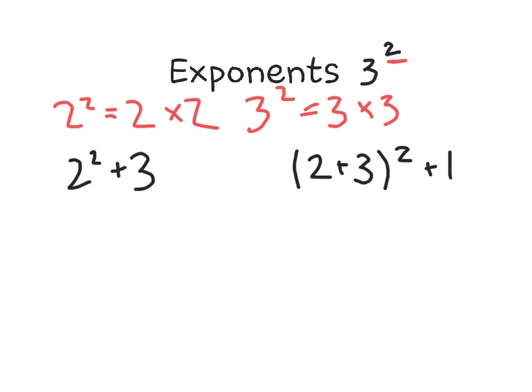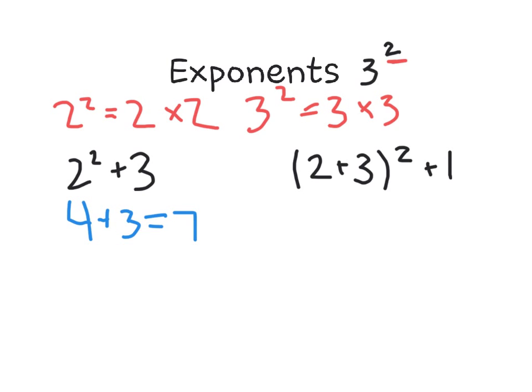Exponents in an equation should be solved after parentheses, but before anything else. So, for example, 2 to the second plus 3. You'd start with 2 to the second, which again is 2 times 2, so that's going to equal 4. Then you take 4 plus your next step, which is plus 3, which is going to give you your answer of 7. But what happens if there is parentheses?